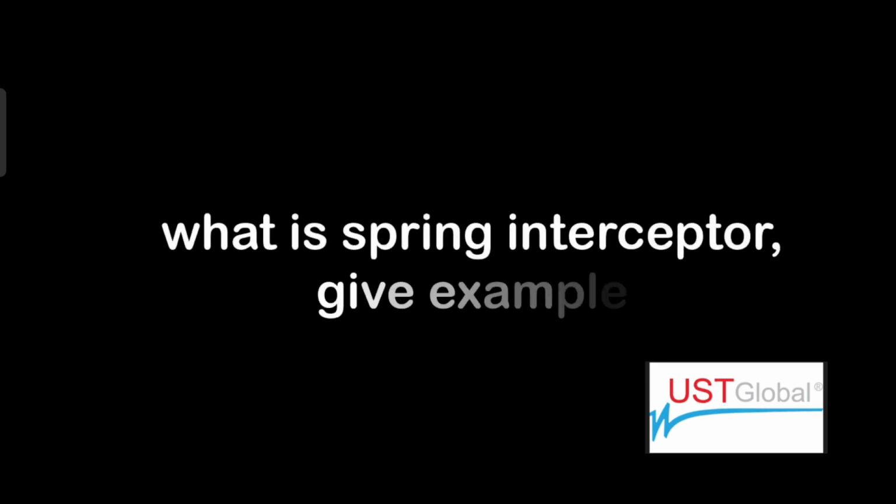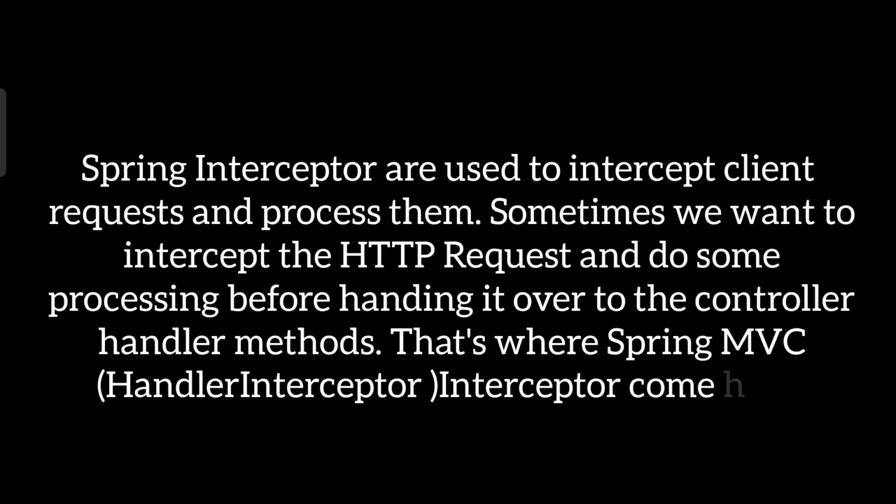Next question, what is Spring Interceptor? Give example. So Spring Interceptors are used to intercept the client request and process them. Sometimes we want to intercept an HTTP request and do some processing before handing it over to the controller handler methods. That's where the Spring handler interceptor comes in handy. An example is if you want to do some kind of auditing, like who is the user accessing a particular API. In that case, you can add this handler and log who is accessing the specific API.